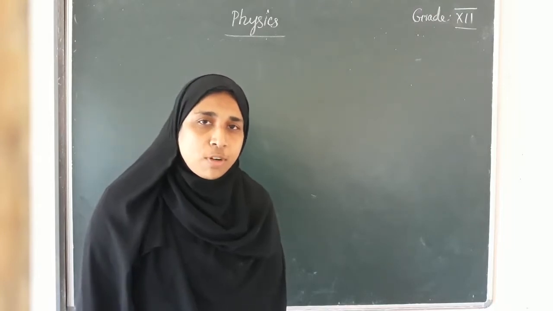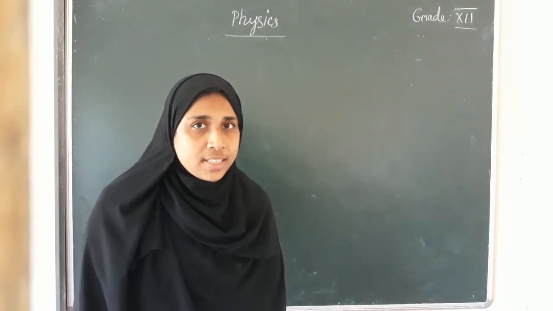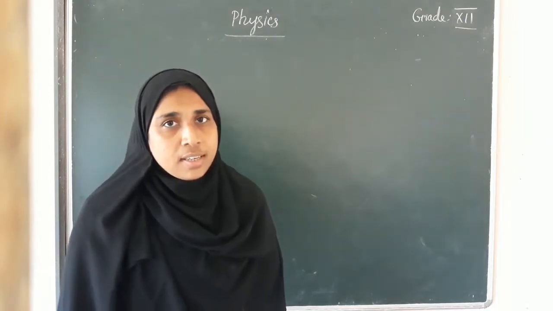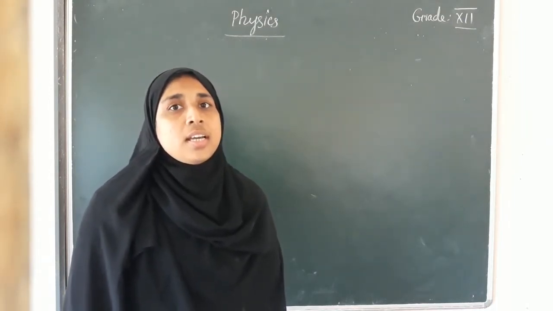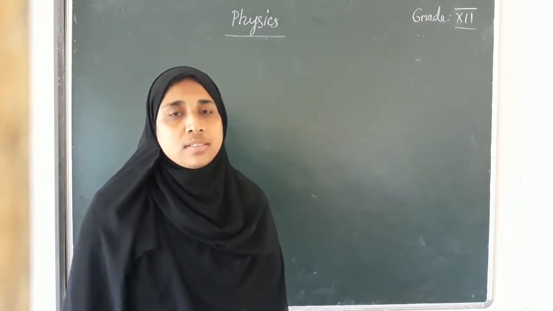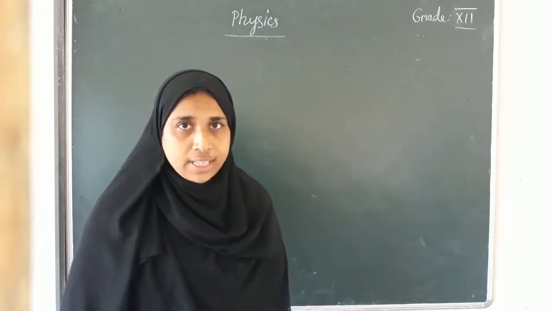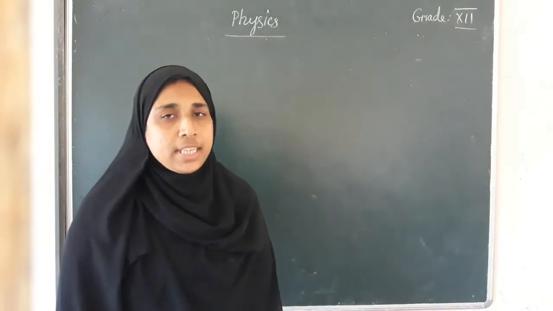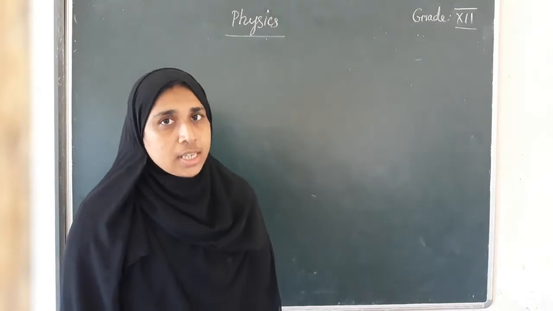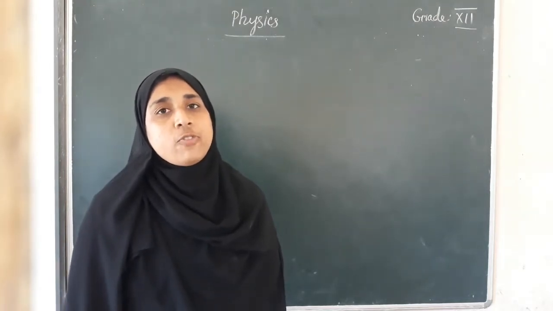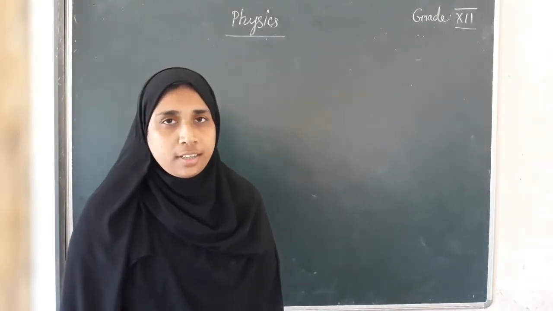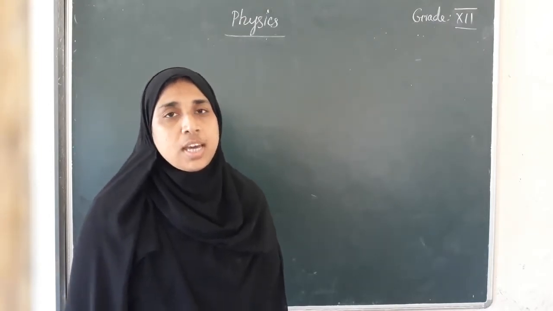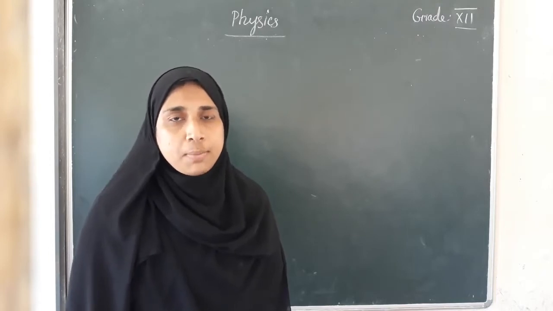Then we have discussed drift velocity and mobility. What do you mean by drift velocity? The average velocity acquired by the electrons inside the conductor when it is subjected to an electric field. The unit of drift velocity is meter per second. Mobility is defined as the drift velocity acquired per unit electric field. It is denoted by mu and the unit is meter square volt power minus 1 second power minus 1.